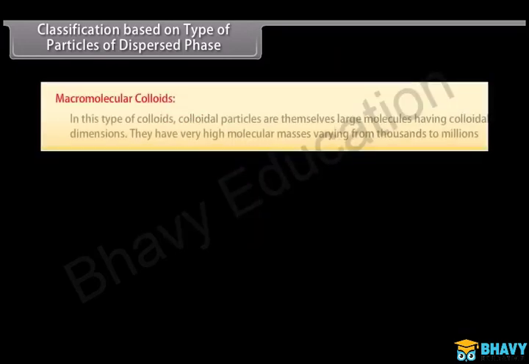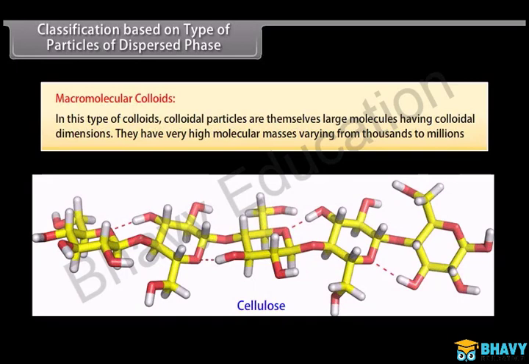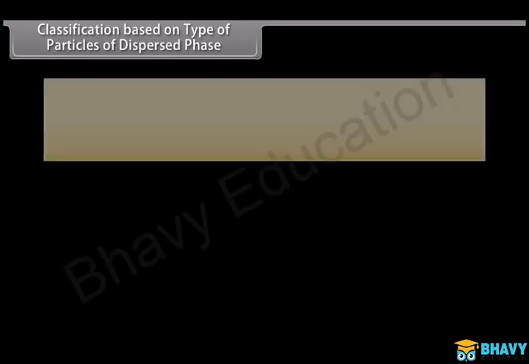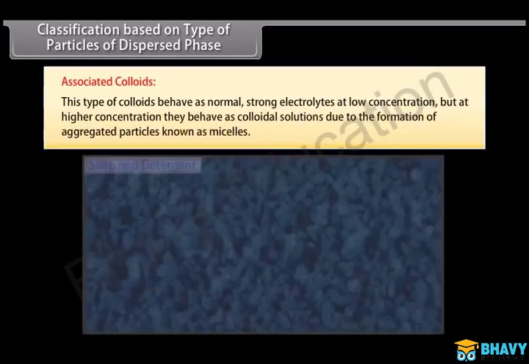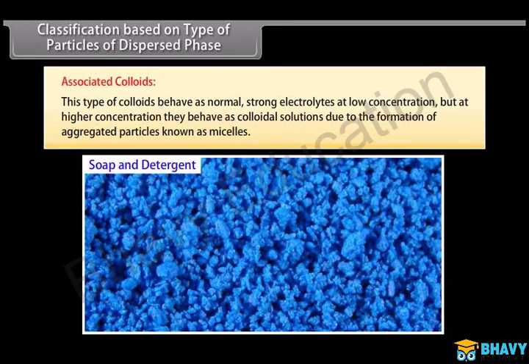Macromolecular colloids: in this type of colloid, colloidal particles are themselves large molecules having colloidal dimensions. They have very high molecular masses, varying from thousands to millions. For example, proteins, cellulose, nylon, and plastic. Associated colloids: this type of colloid behaves as a normal strong electrolyte at low concentration, but at higher concentration, it behaves as a colloidal solution due to the formation of aggregated particles known as micelles. For example, soaps and detergents.